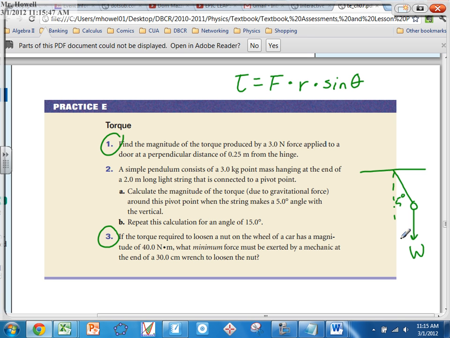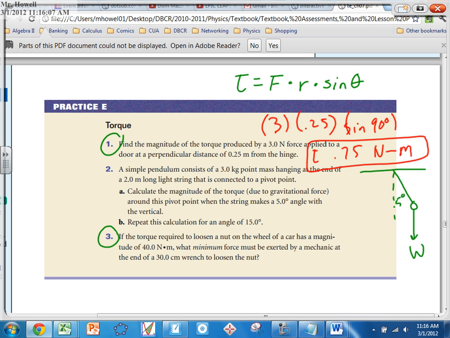Let's do it. So, this is 3. It's in newtons, I can leave it. This is in meters, don't worry about it, just put a 0.25. Now I know sine of 90 is 1. What's a quarter of 3? 0.75. And my units are Newton hyphen meter. This is my torque again. Remember, your units are Newton hyphen meter, or Newton times meter.